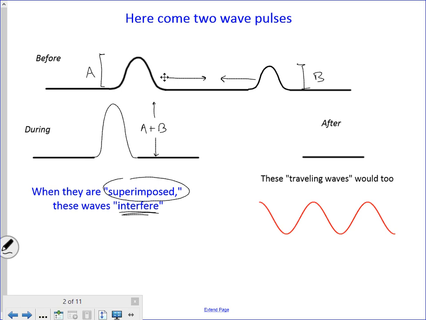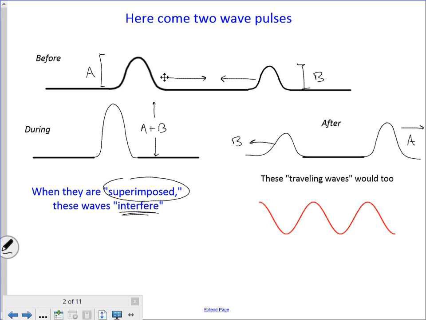This happens for an instant, and then later, as you saw, the crest with amplitude B keeps going that way. The crest with amplitude A keeps going that way. So waves can interfere past each other and just keep on trucking.